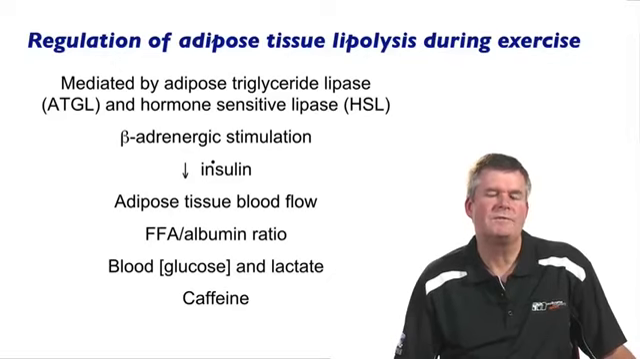The adipose tissue blood flow is an important parameter as well, because it continues to flush out, if you like, the fatty acids from the adipose tissue into the systemic circulation. And it's known at higher exercise intensities, where there tends to be some vasoconstriction of the adipose tissue, that can often limit the availability of free fatty acids to the contracting muscle.